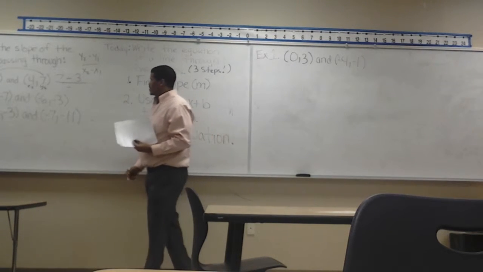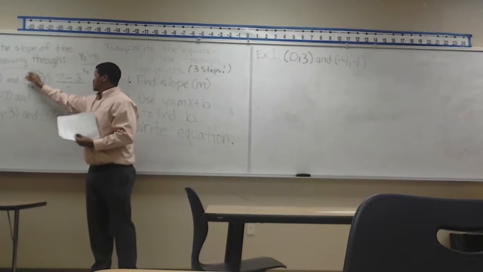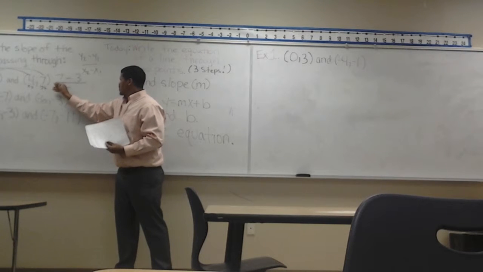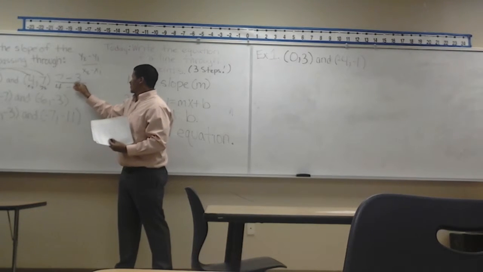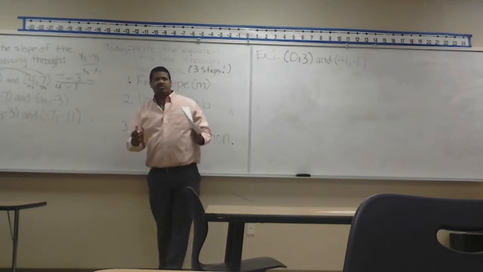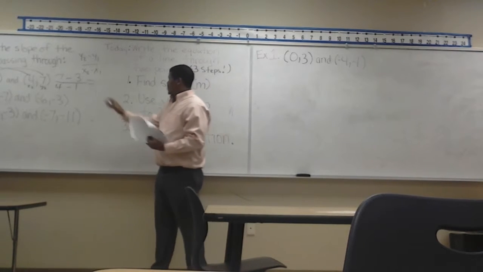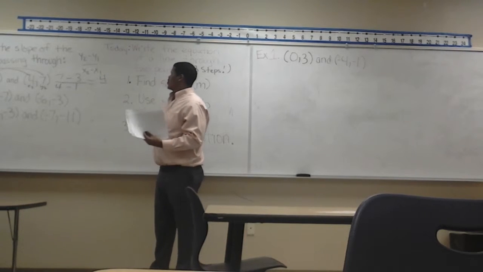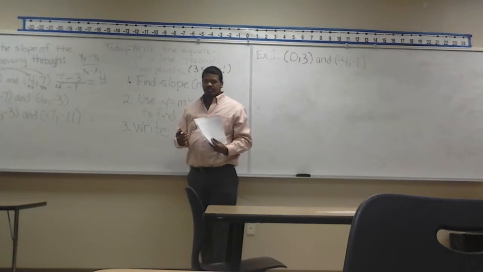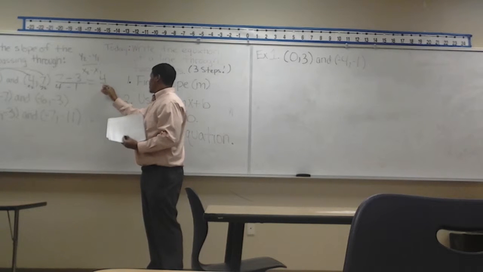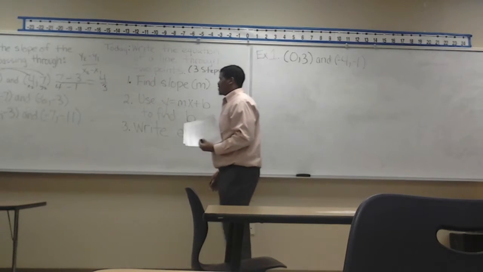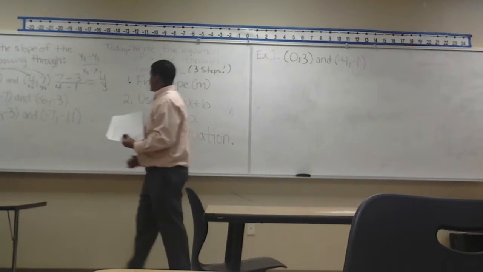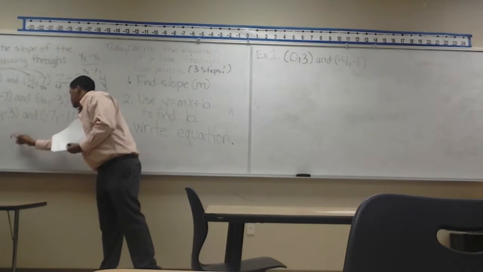What do I have on the bottom here? X2 and x1. So what am I doing? X2 minus x1. And I already subtract. 7 minus 3, we all know is 4. 4 minus 1, we all know is 3. And there's your answer, 4 over 3. You might say m equals 4 over 3.